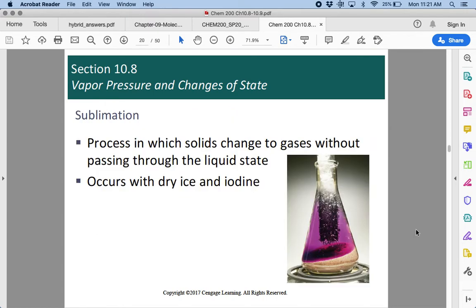The next thing I want to talk about is the concept of sublimation. It's a process in which a solid goes straight to a gas without going through the liquid stage. The most common one that people probably are aware of is dry ice. If you go to the grocery store, or if you've ever packed meat to travel long distances, oftentimes it's put on dry ice.